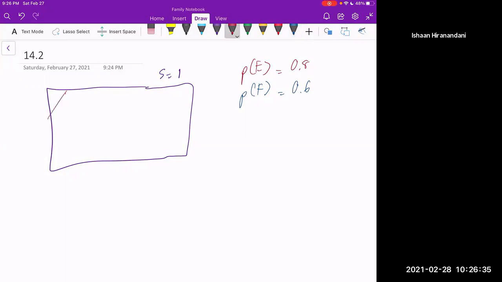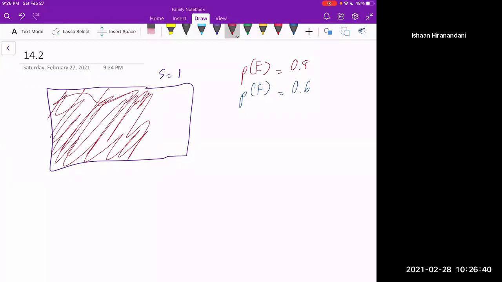And hopefully this makes some intuitive sense because let's say that the red represents the probability of E happening. And as you can see, it covers 80%. And even if F is completely a subset of E, like over here, we can see that the probability of E union F is still going to be at least 80%, which is the original probability of E.